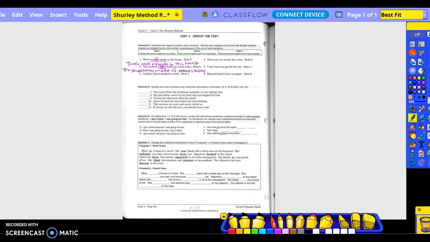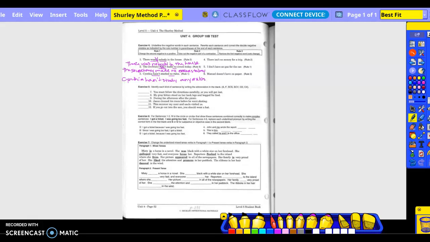Number 3, Cynthia hasn't studied no rules. So what are my two negatives? Hasn't and no. Rule number 1, change the second negative to a positive. So I'm going to put Cynthia hasn't studied. What's a positive instead of no? Any rules.